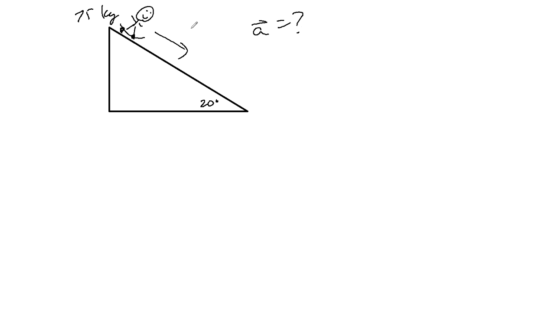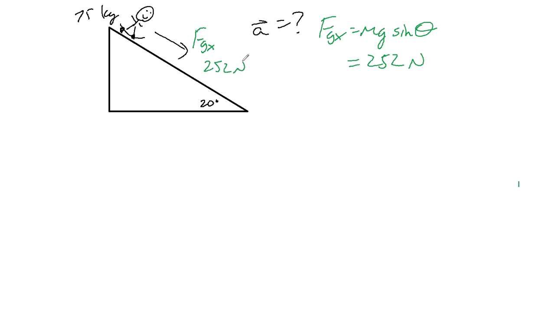Well, the force on him, I've got FGX pulling him down. I don't actually need to worry about FGY right now. All I really care about is my FGX. So my FGX would be mg sine theta. If I punch that out, that gives me about 252 newtons, so there's 252 newtons pulling him down the ramp.